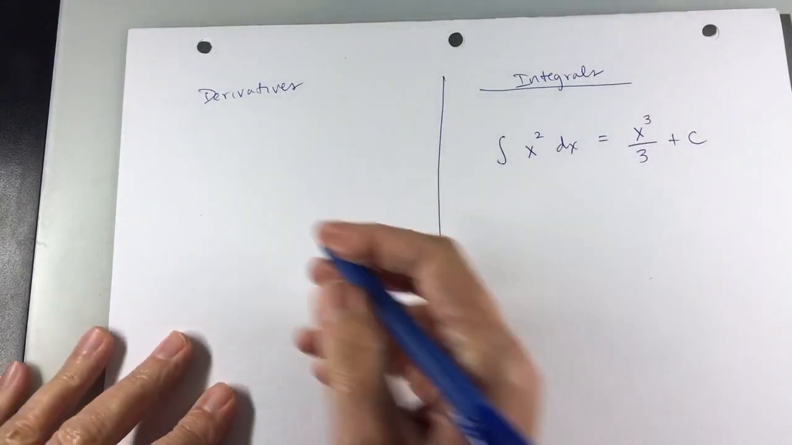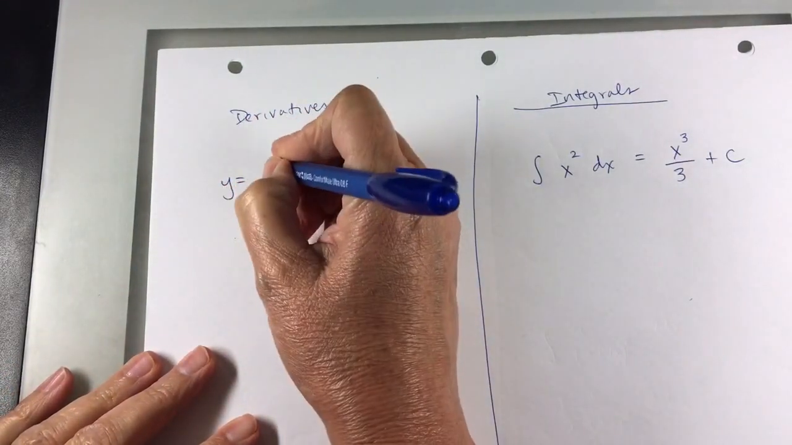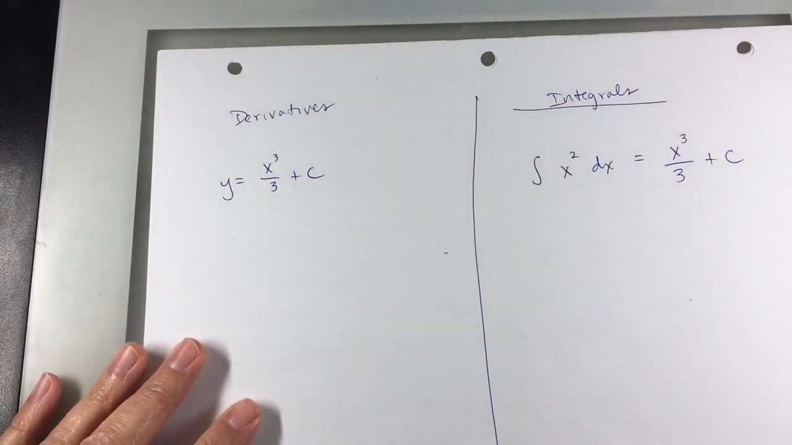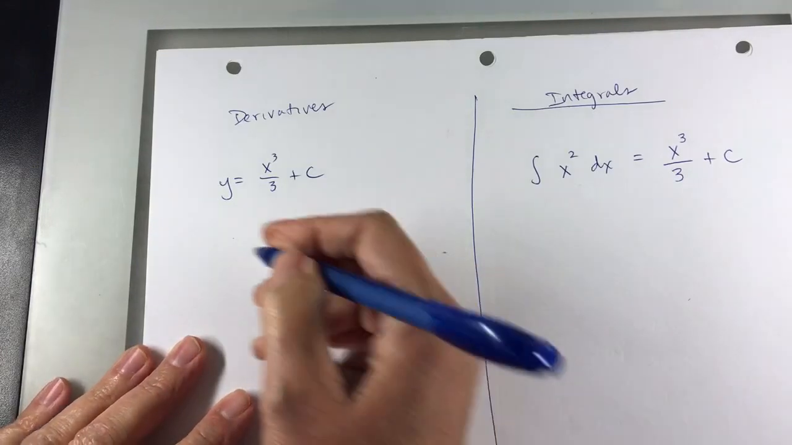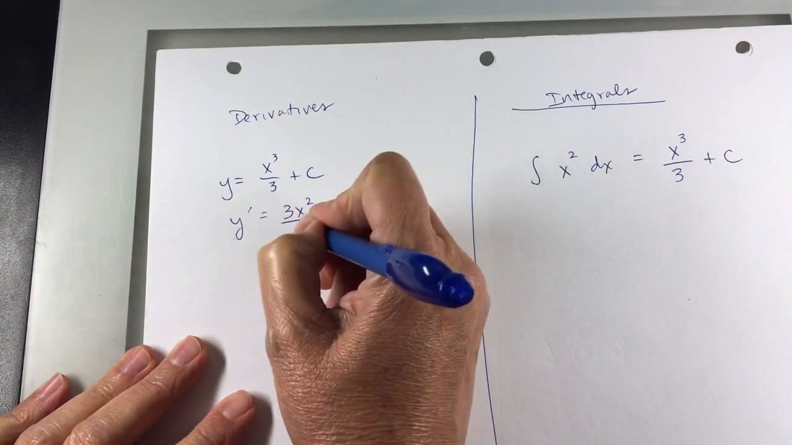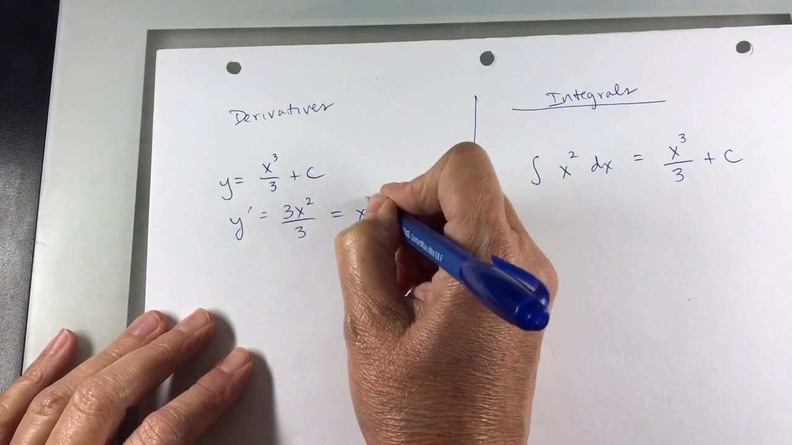Because if you look at this, I'm going to do this one over here for fun. So y equals x cubed over 3 plus c. I'm looking at it and I'm thinking, okay, what's y prime? 3x squared over 3, the derivative of c is 0, so that's x squared.